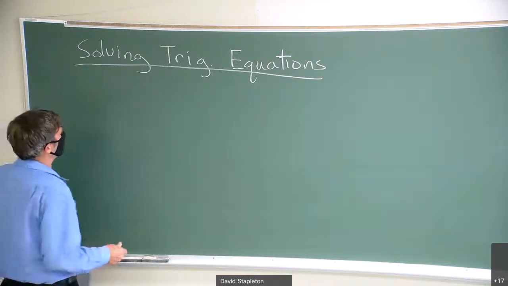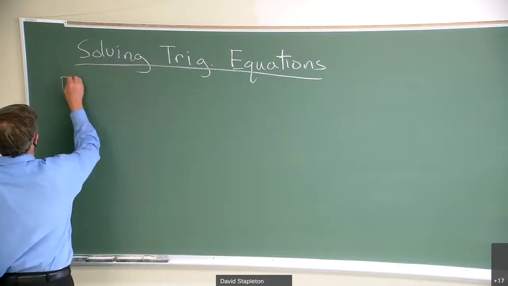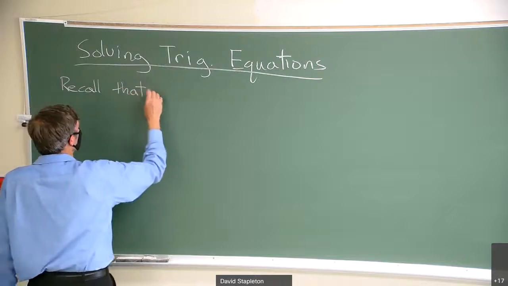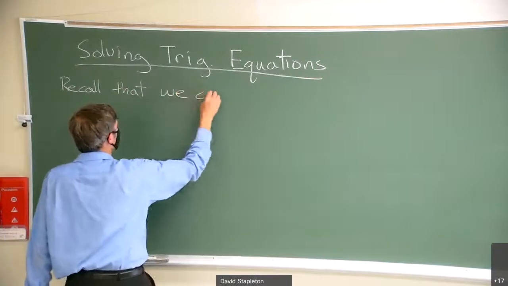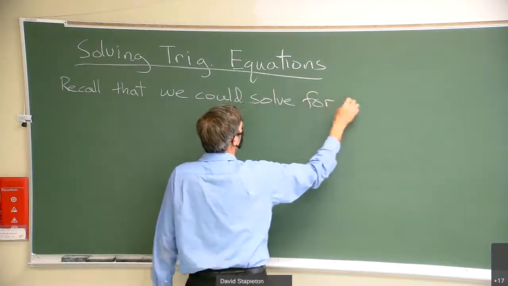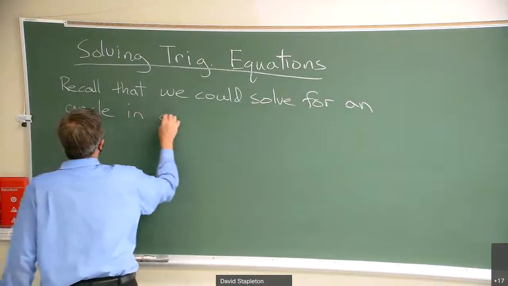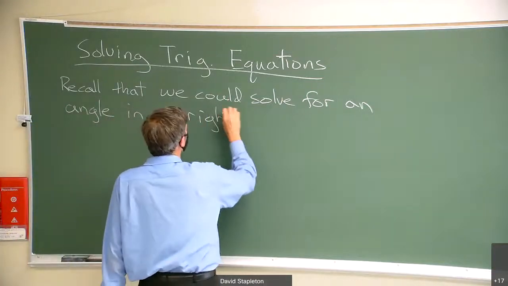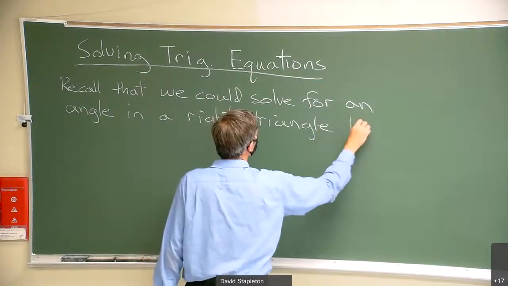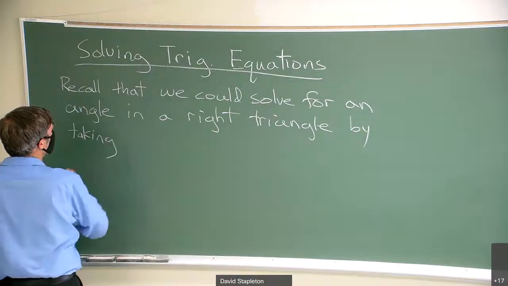So the first method is motivated by what we've already done. We recall that we could solve for an angle in a right triangle by simply taking an inverse trig function. That was all there was to it. That's the simplest case of solving a trig equation.